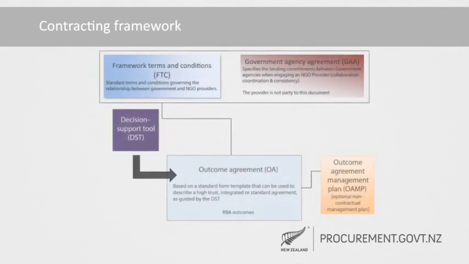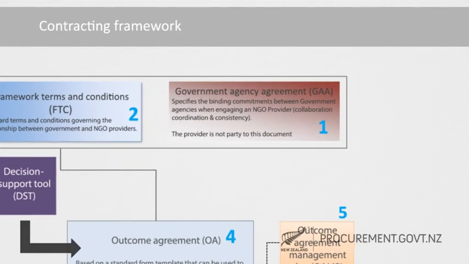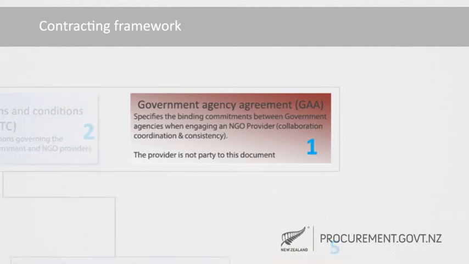The contracting framework is made up of 5 different tools and documents that are used in the contracting process. You need to be familiar with all 5 of these tools and documents to be able to use the contracting framework. The Government Agency Agreement is a contractual agreement between government agencies and MBIE.